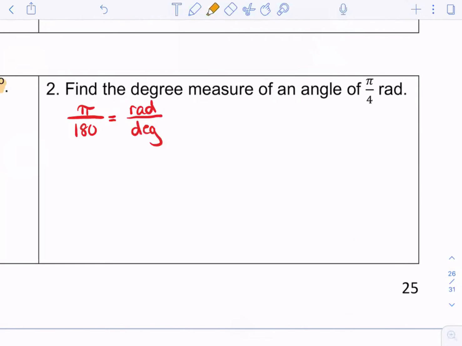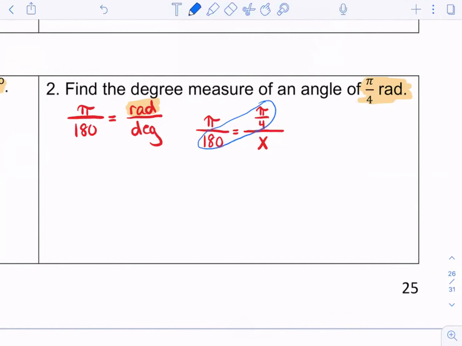So let's read the question. It says, find the degree. So that's our x. We're finding the degree. Degree is x. Measure of an angle of pi over 4 radians. So we can replace radian with pi over 4. And you can have a fraction within a fraction. So just make sure the degree is x and the radian is pi over 4, because some people put pi over 4 and then they don't get the right answer because they didn't put it in the right spot. Okay, so we can still cross multiply.